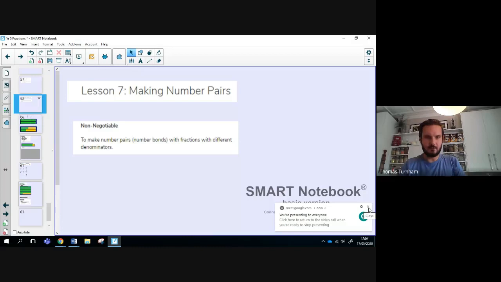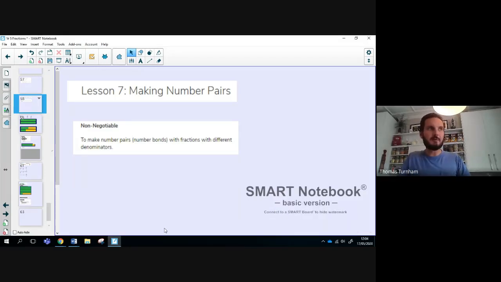Okay, hello everyone. We're going to carry on with fractions this week. We'll do a little bit of a recap and look at something similar to what we were doing last week. And then tomorrow we're going to move on to adding, and we might even get to subtracting fractions with similar denominators. So it's going to get a little bit trickier, but nothing you can't handle.